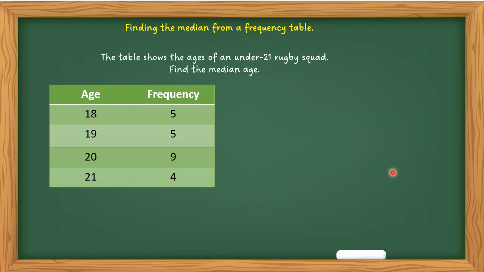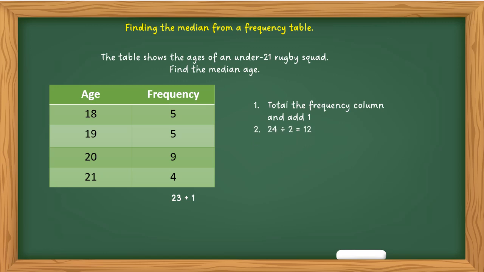Now, finding the median from a frequency table, this very rarely comes up in an exam paper. I've never ever seen it, but you never know. It's in the curriculum, so it may come up. Now the table shows the ages of an under 21 rugby squad, and it says find the median age. Well, what you do is you total up the frequency column, and you can see there, add it up, it comes to 23, and you add 1.